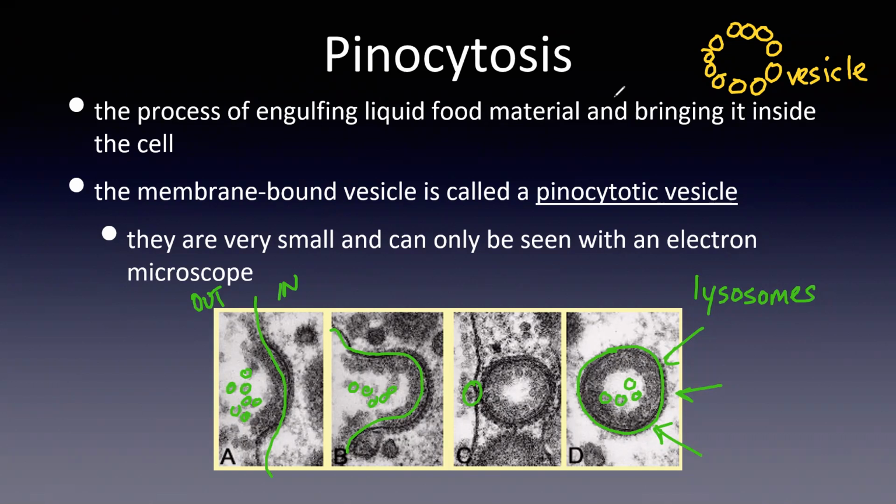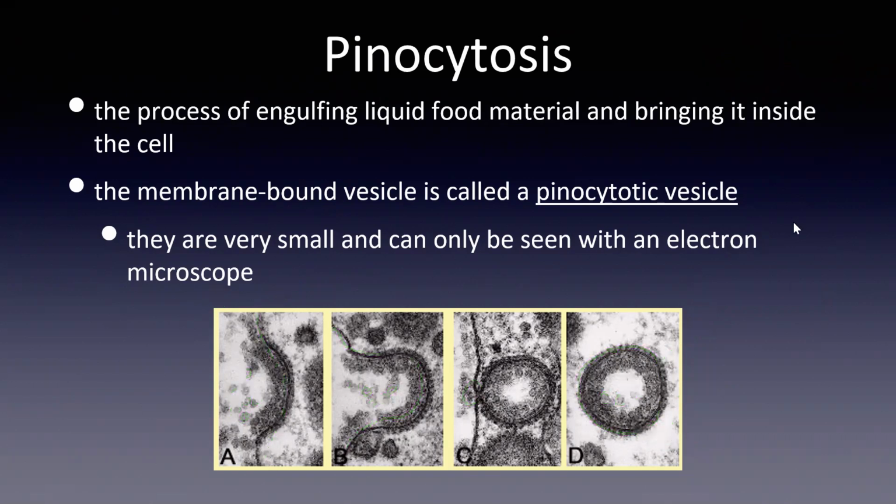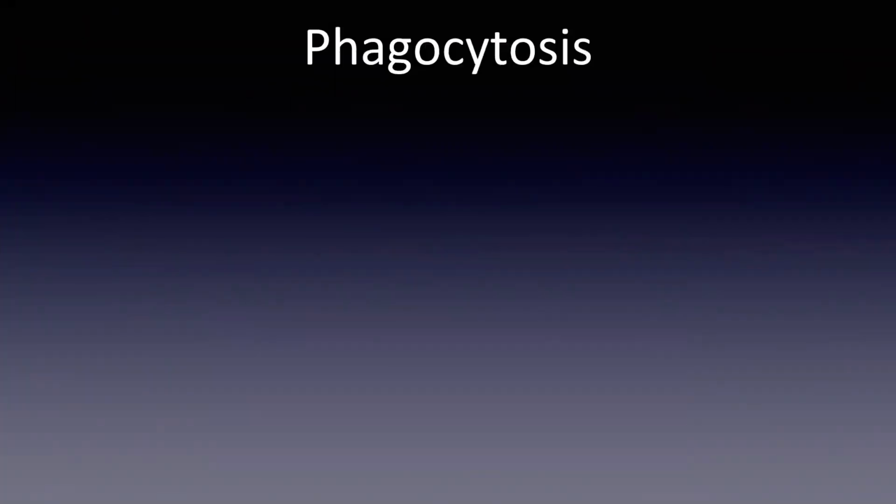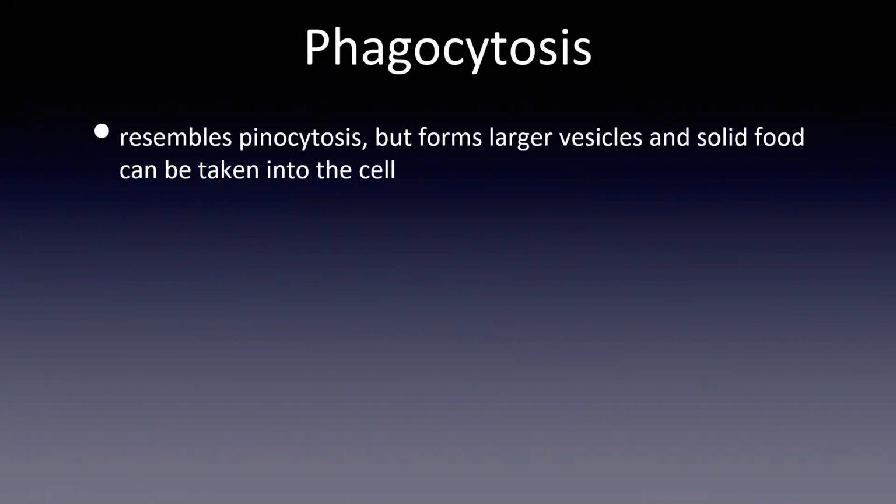I'm going to clear my drawings and get to the next slide, which is not pinocytosis, but phagocytosis. A new subheading there. While pinocytosis is cell drinking, phagocytosis is like cell eating. It has a different name because it forms larger vesicles, and instead of liquid food particles, it's solid food particles.